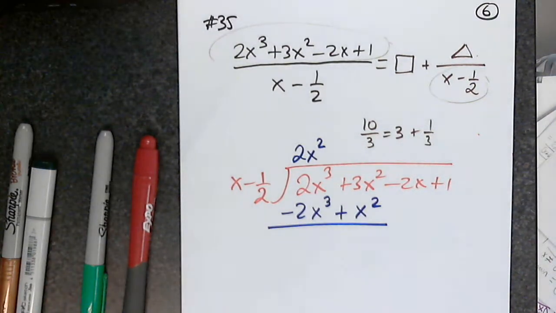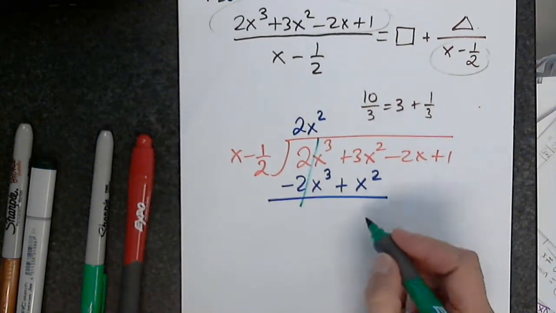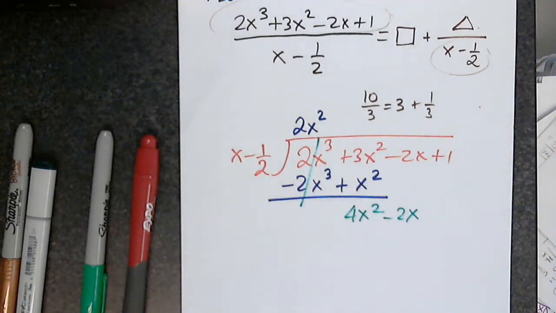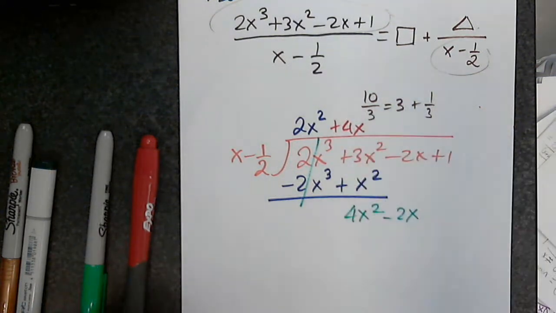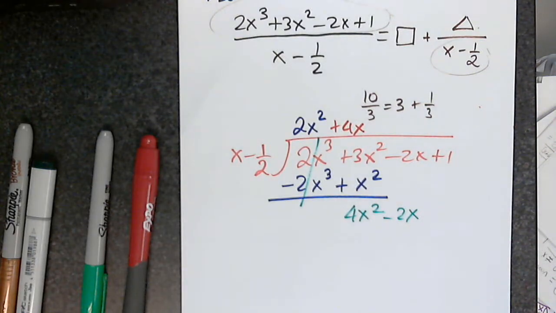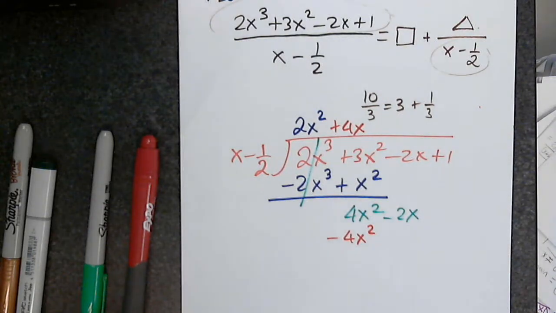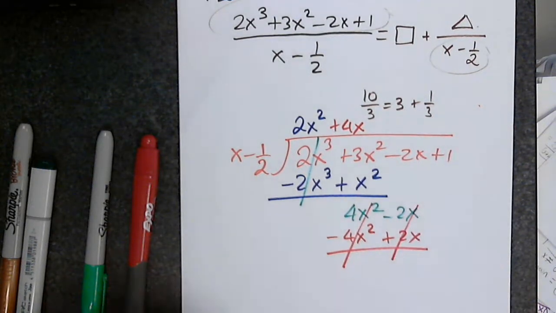Are you okay so far? Is this okay? Yes. Good, so now these go away. Then I have a nice number again, 4x squared. I bring down the next in line, and I'm asking myself, x times what is 4x squared? 4x. Indeed. So positive 4x. 4x times x is 4x squared, but I have to write the opposite sign. And then 4x times negative 1/2 is negative 2x, change to positive 2x. Okay, these two both go away.